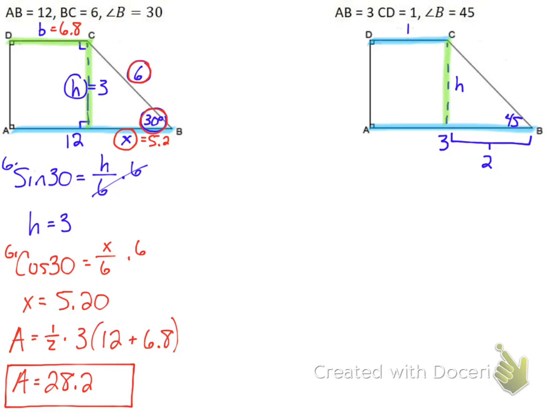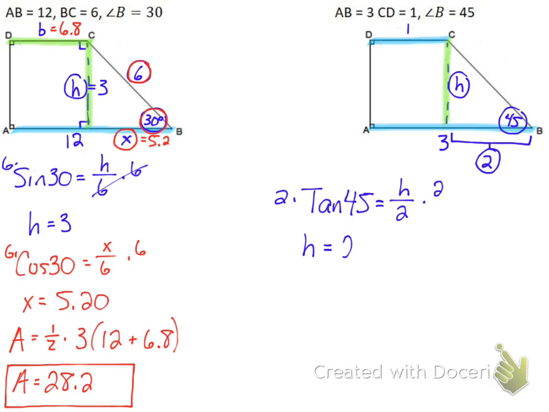Again, I want to find out what my height is. That's the only thing I'm missing. And so using the 45-degree angle, using H and using 2, I would use tangent because H is opposite and 2 is adjacent. And so I would go tangent of 45 is equal to H over 2. I can multiply both sides by 2 and get that my height is going to be 2 as well.